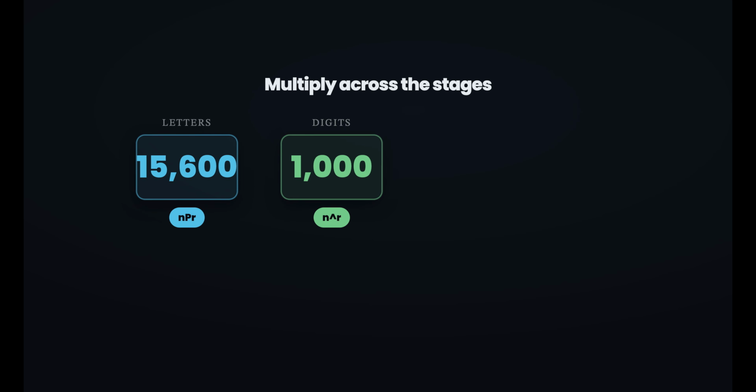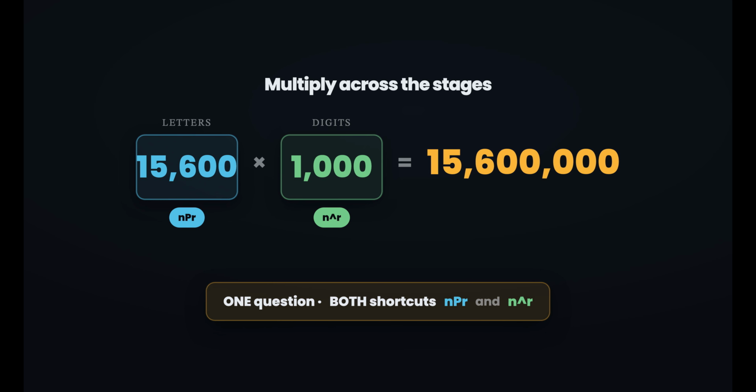Now we multiply across stages. 15,600 times 1,000, which is 15,600,000. Great, that's our answer. Notice how we used both nPr and n to the power of r in the one question. That's what multiple stages looks like.